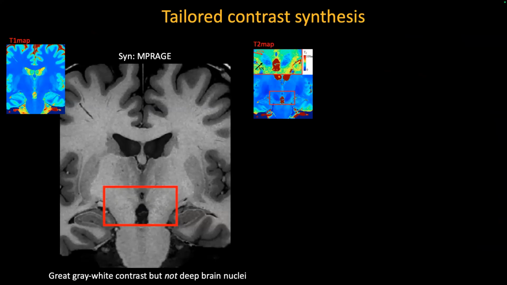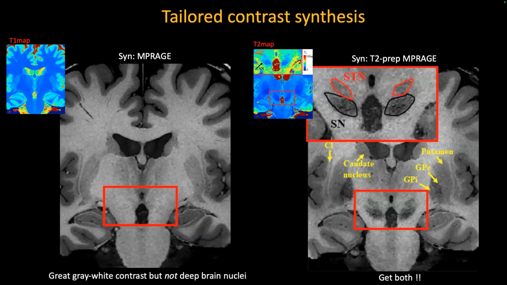But if you look at the T2 in the deep brain area and scale up the contrast of it, there is contrast in the deep brain area. So you can synthesize the T2-prep MP-RAGE. Now you have both gray-white contrast as well as the deep brain area in just one sequence. So this is all great.